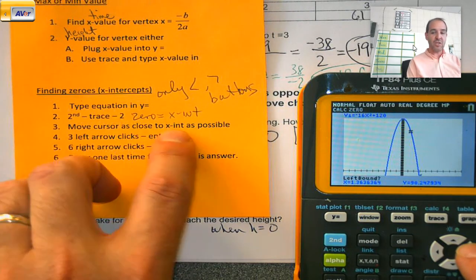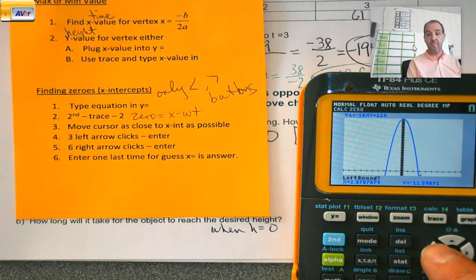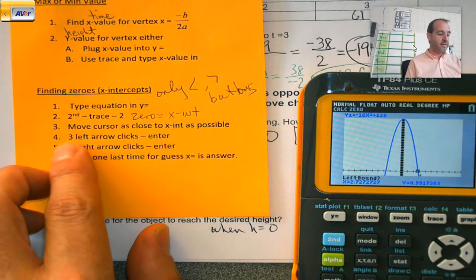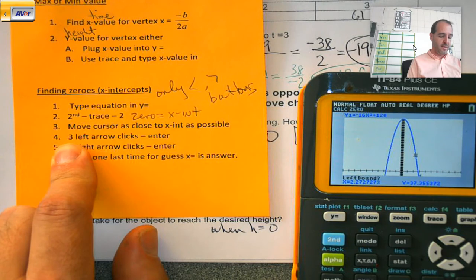And I want to get as close to the x-intercept as I can. Now, I'm not going to be able to get right on it. Well, that's pretty darn close, though. Okay, once I get as close as I can, and it doesn't have to be perfect, just keep following the directions. 3 left arrow clicks. 1, 2, 3. And we're hitting enter.